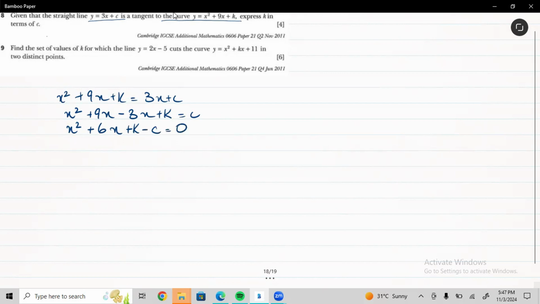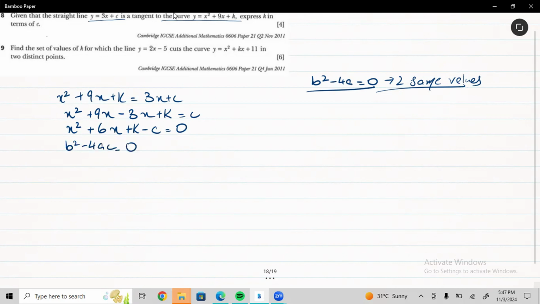Okay, now we know for a fact that when b squared minus 4ac equals 0, we are going to get two same values. And that would mean that it's a tangent to the curve. So for that, we would say that b squared minus 4ac is equal to 0.